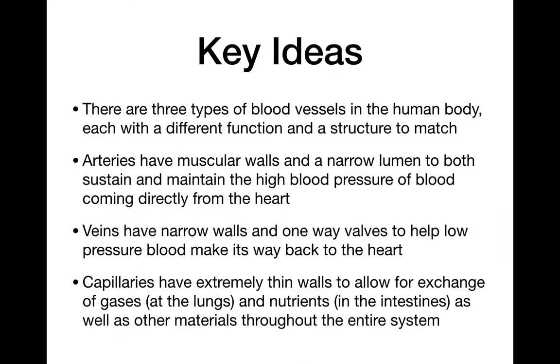Okay, here's our four key ideas so far today. There are three types of blood vessels in the human body, each with a different function and a structure to match. Arteries have muscular walls and a narrow lumen to both sustain and maintain the high blood pressure of blood coming directly from the heart. Veins have narrow walls with one-way valves to help low-pressure blood make its way back to the heart. Capillaries have extremely thin walls to allow for exchange of gases at the lungs and nutrients in the intestines, as well as other materials throughout the entire system.